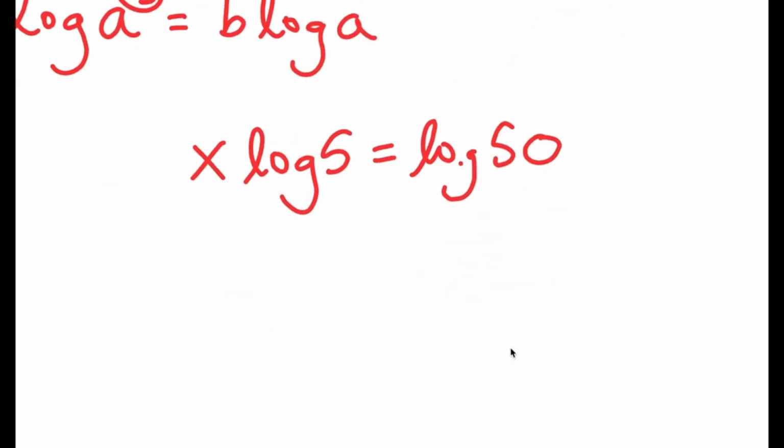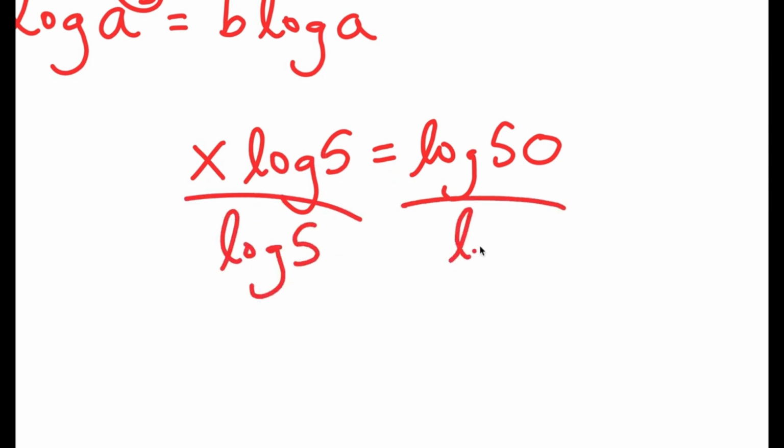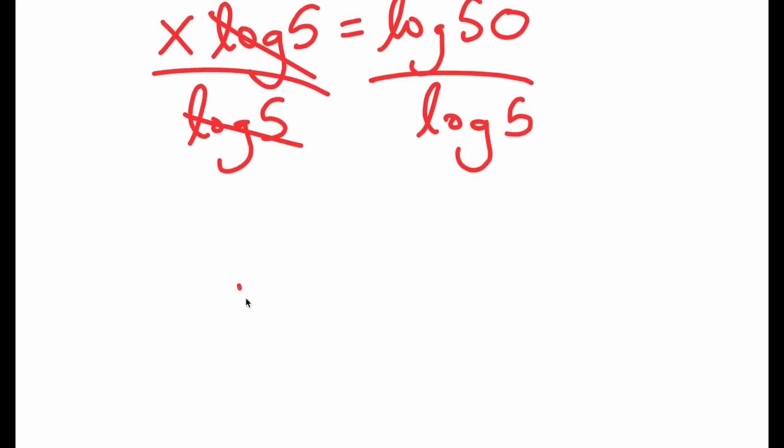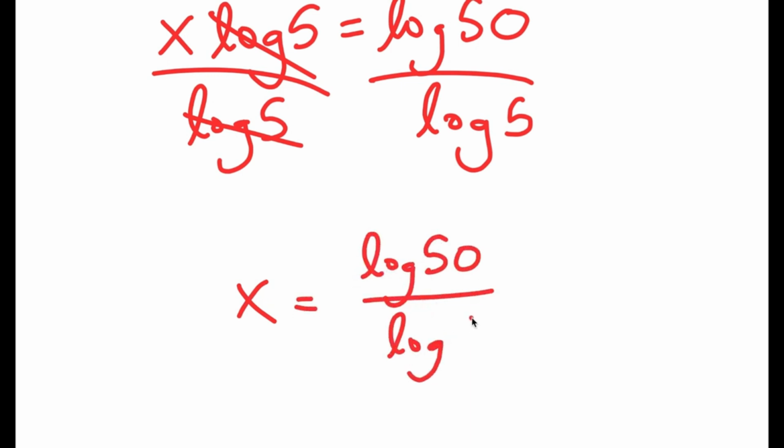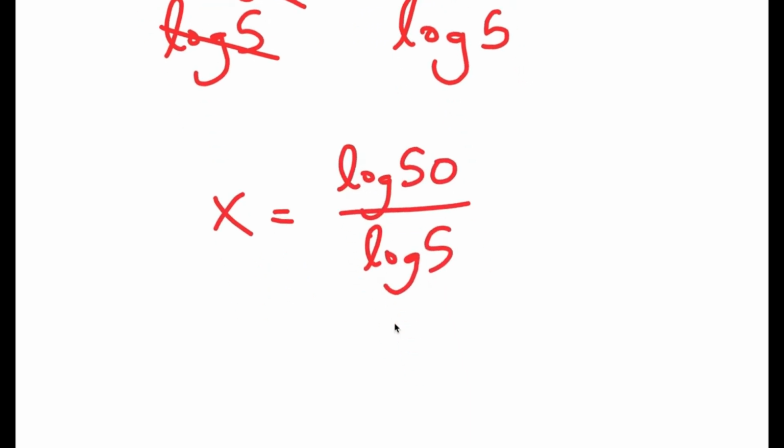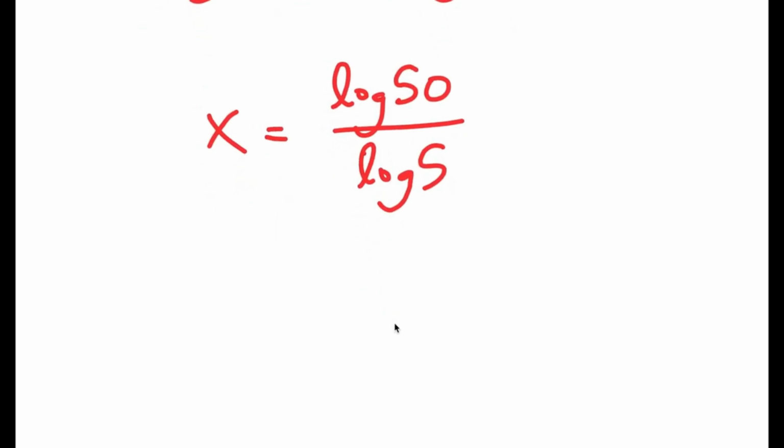And now remember, we want to find the value of x, so all we have to do that is to get rid of this log 5 by dividing both sides by log 5. So now these two cancel out, and I get x is equal to log 50 over log 5. And now, let's simplify this a little to get the exact decimal value.